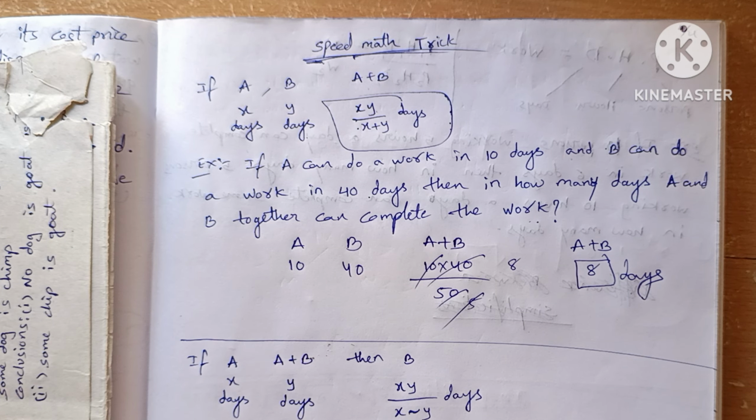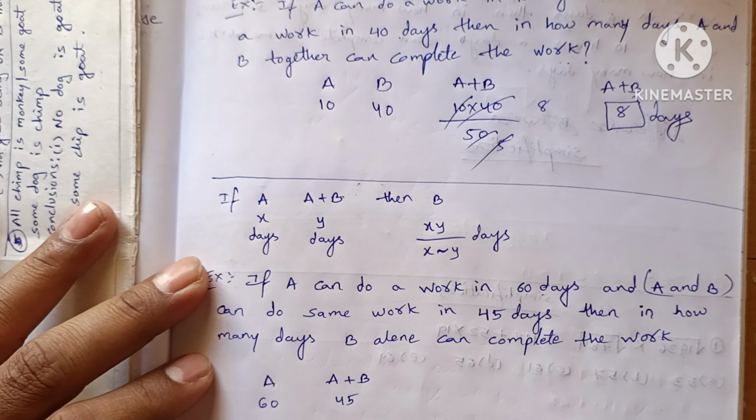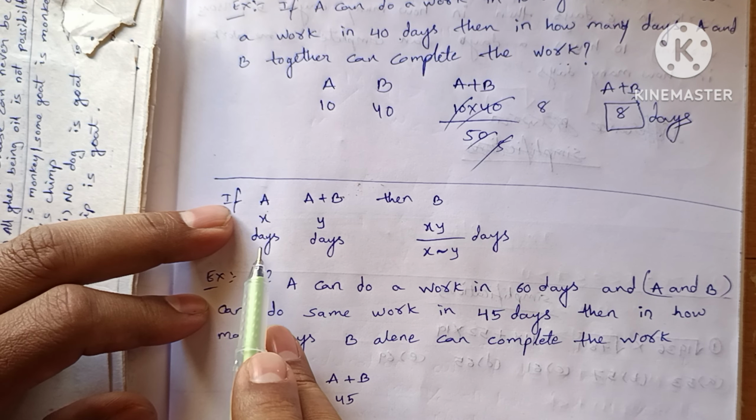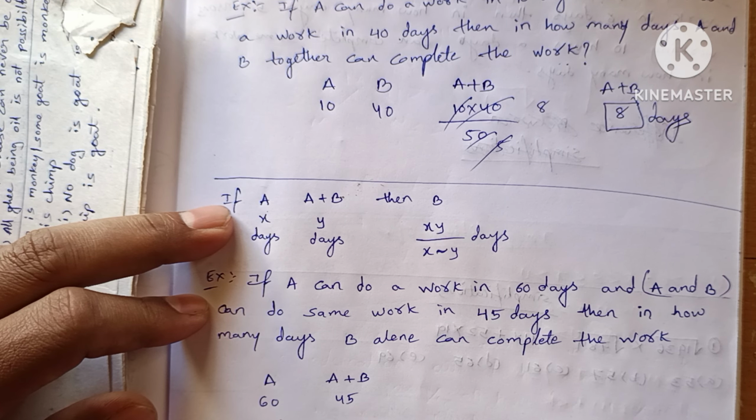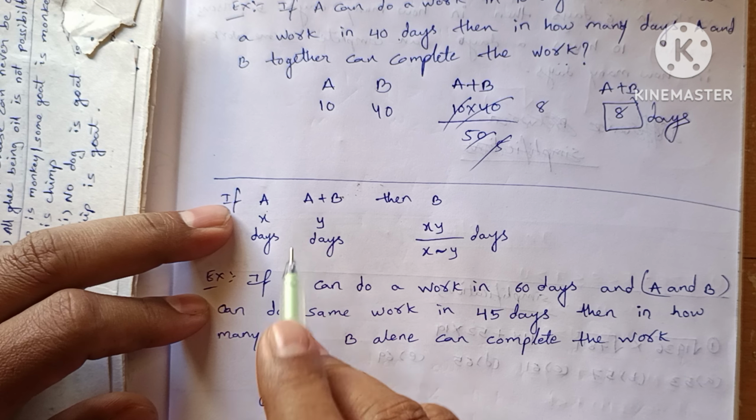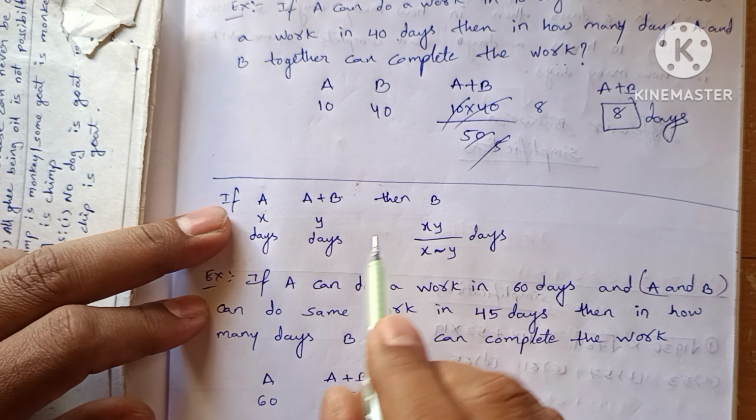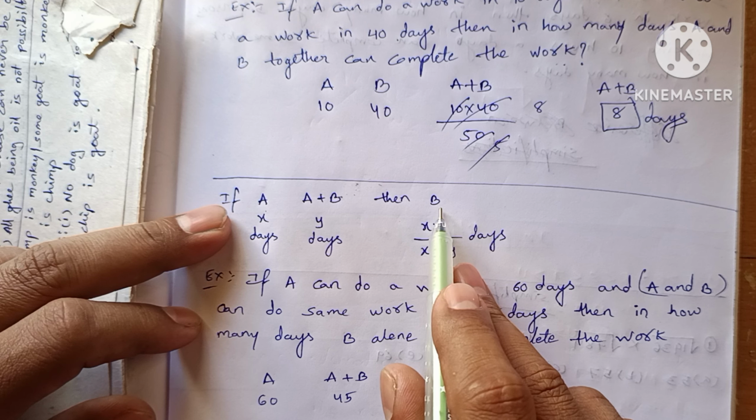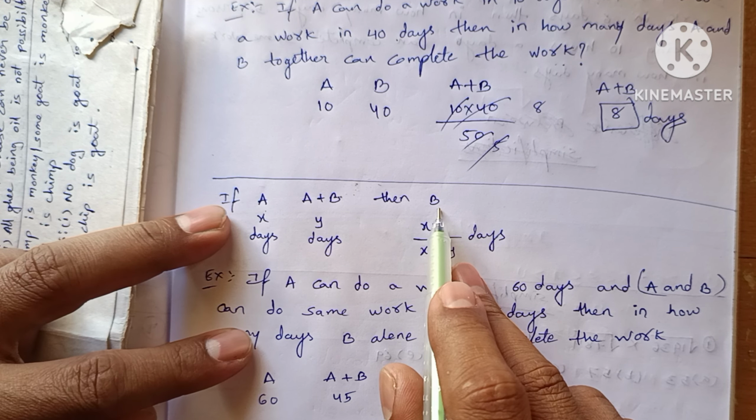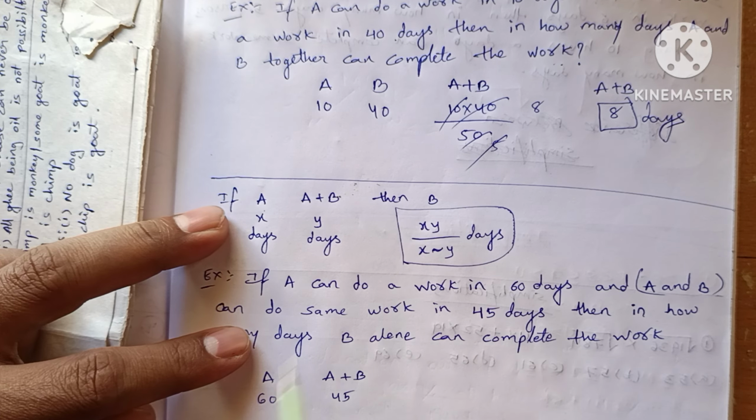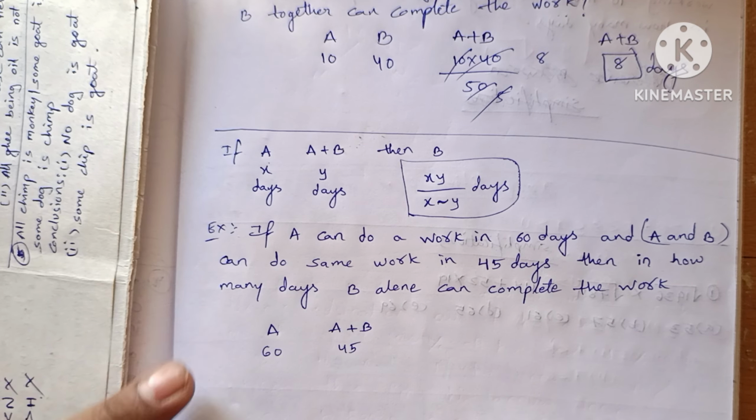Okay, let's see another one. If A can do a work in X days and A and B together can complete the whole work in Y days, then find in how many days B alone can complete the whole work. The formula will be this one. Let's see with the question.